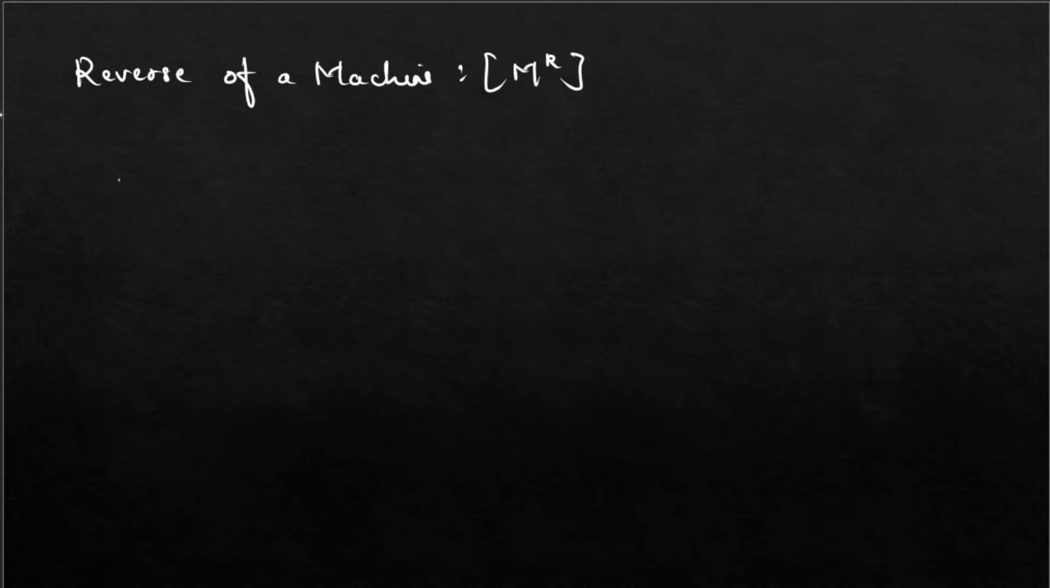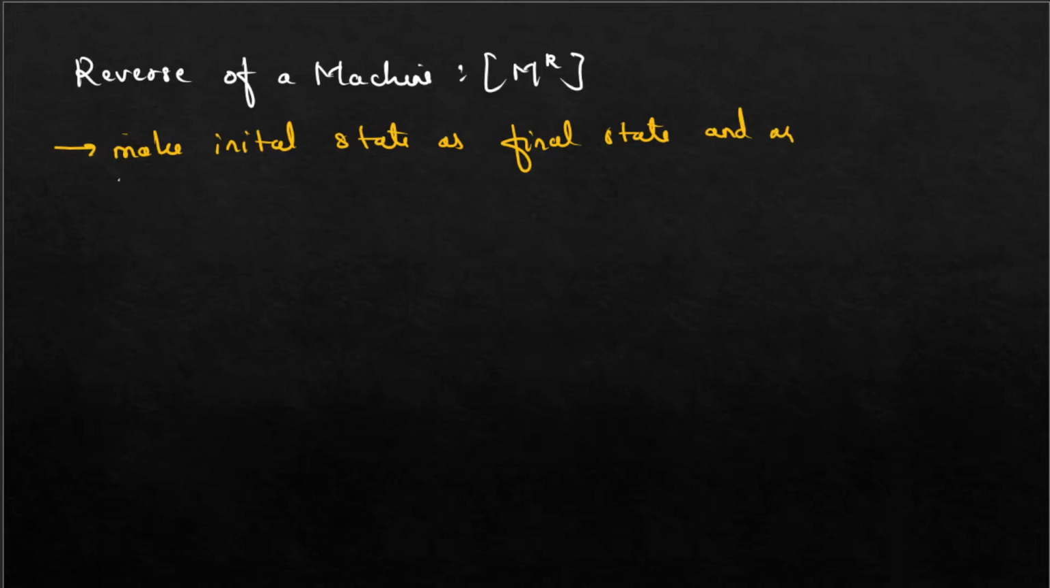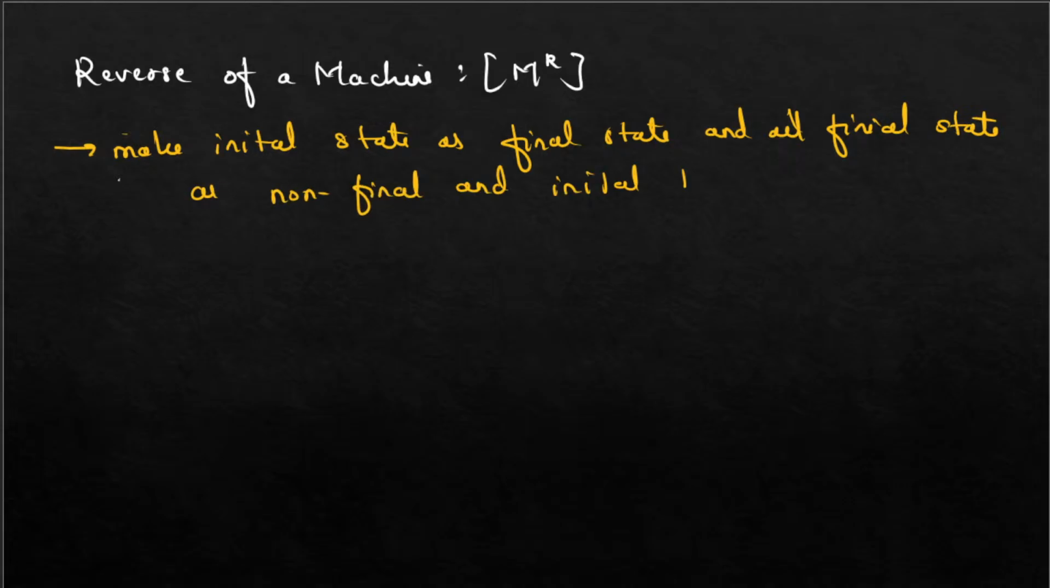Okay, so reverse of a machine means what you have to do basically in this: make the initial state the final state, and all final states non-final, as initial. After that we have to reverse the arrows. Okay, like this you will easily do the reverse of a machine.